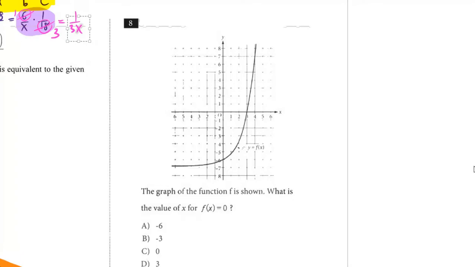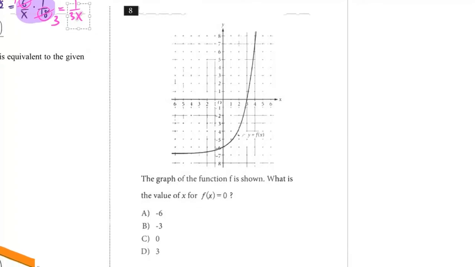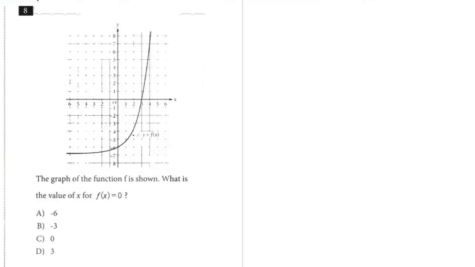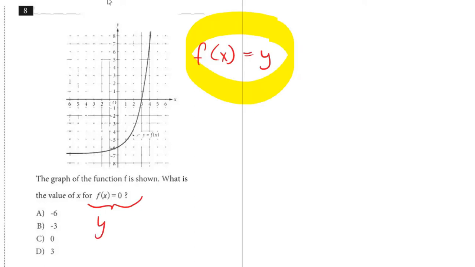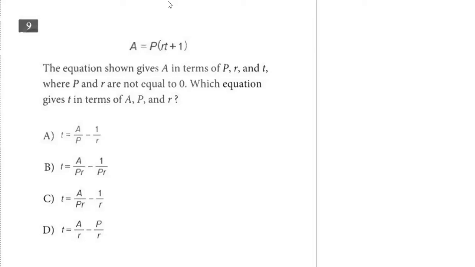For number 8, we're remembering the idea that when the SAT or anything talks about f of x, it's just a fancy way of saying y. So when they tell us f of x equals 0, that basically means just that y is 0. So where y is equal to 0, that means that we're at 0 on the y-axis, and the function has y equal to 0 when x equals 3. And that's D for number 8. Now we're on number 9.